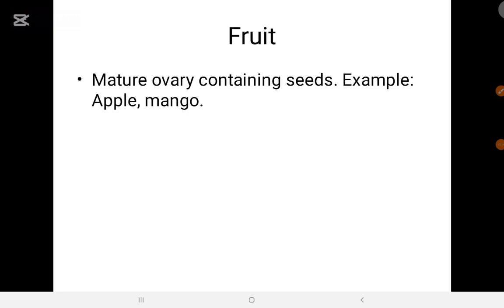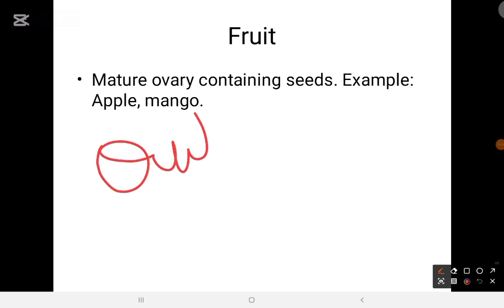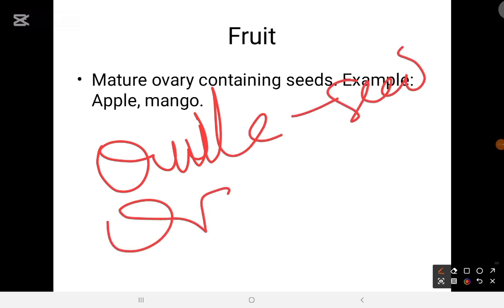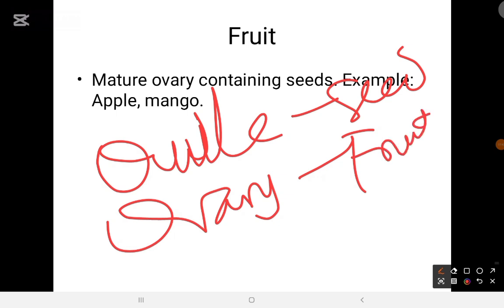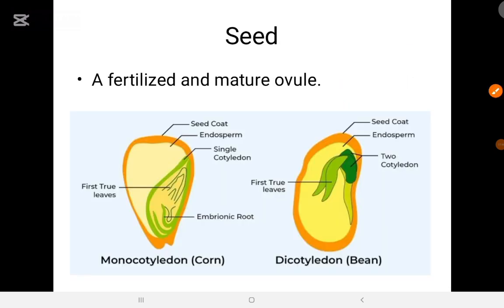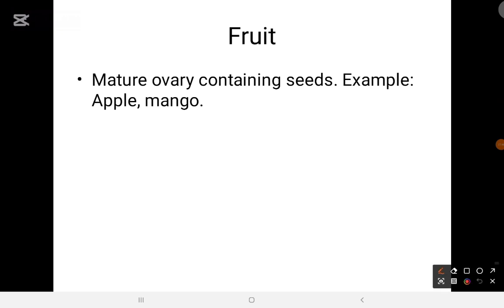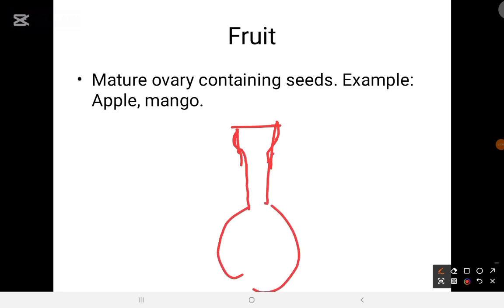Fruit is a mature ovary containing seed. We've talked about that before. Now the seed develops from ovule. Ovule gives rise to seed, while the ovary gives rise to fruit. It's very simple. Let me show you something. So this here is a stigma, and we have the style, and we have our ovary.